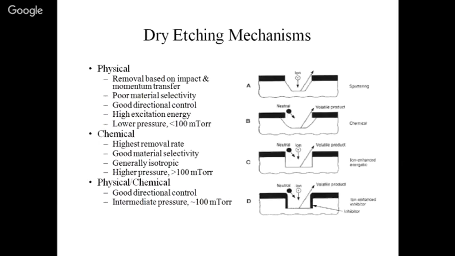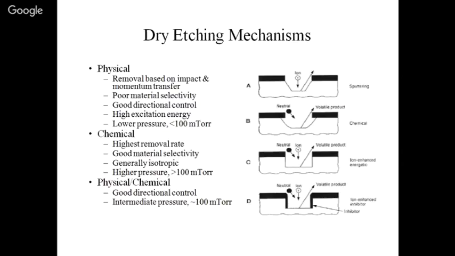Now the chemical process has the highest removal rate, but needs good material selectivity. Otherwise, you have to put the mask throughout the surface, otherwise the whole surface will become damaged. Good material selectivity is very important. Which area you need to remove, that area you have to selectively identify properly and apply the chemicals on the specific area. And pressure is also more than 100 mTorr. 1 millitorr equals 0.001 torr, which equals 0.133 Pascals.